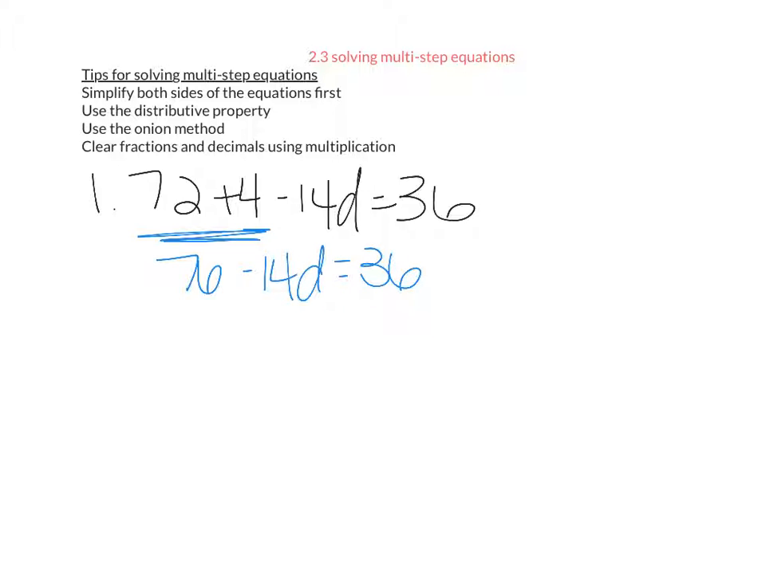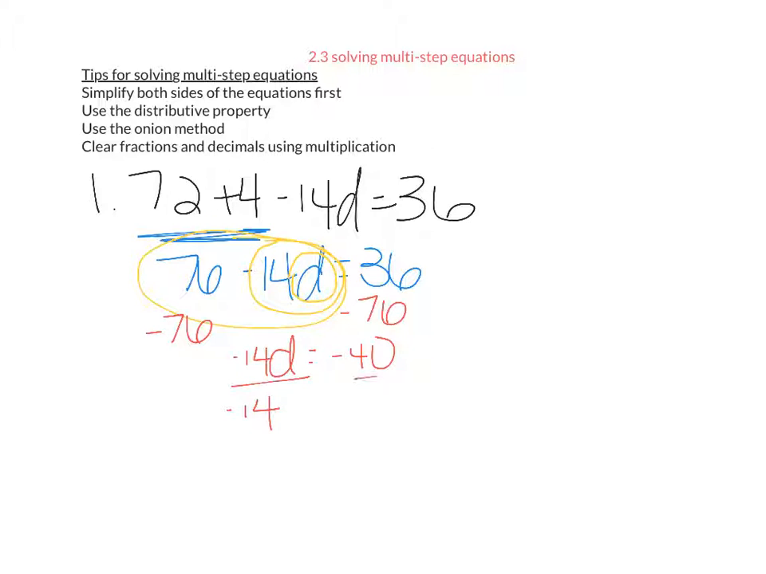And then from here, if you like the onion method, we can go ahead and build our onion. So we'd circle the d, and then going in order of operations, I would circle the 14 and then the 76. So we see the outer layer of my onion is that 76. So the first thing we're going to do is subtract 76 from both sides. So I have negative 14d equals negative 40. And then to get rid of the negative 14, we're going to divide both sides by negative 14.